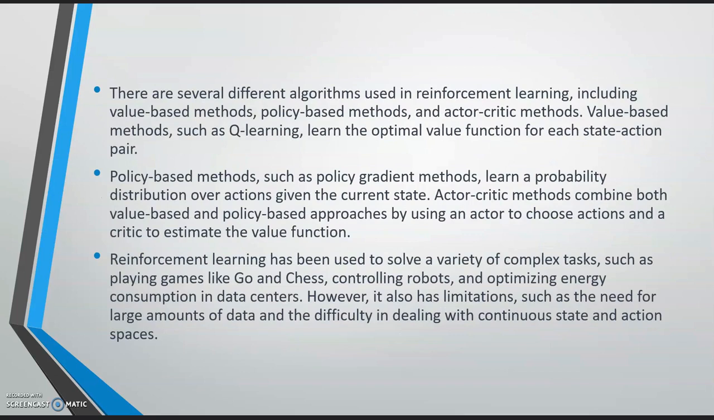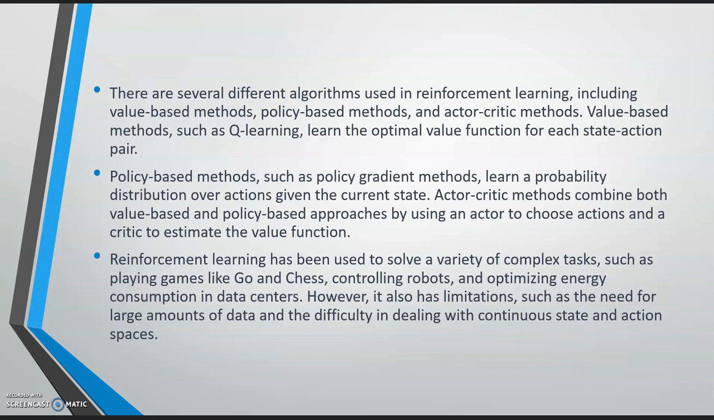There are several different algorithms used in reinforcement learning, including value-based methods, policy-based methods, and actor-critic methods. Value-based methods such as Q-learning learn the optimal value function for each state-action pair. Policy-based methods such as policy gradient methods learn a probability distribution over actions given the current state. Actor-critic methods combine both value-based and policy-based approaches by using an actor to choose actions and a critic to estimate the value function.